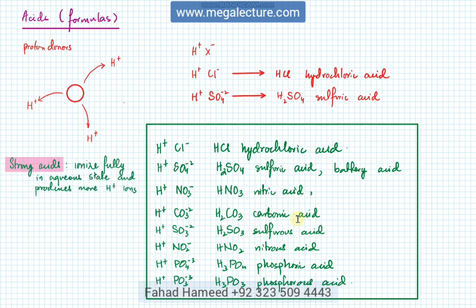And let me also quickly define the term strong acid. Now most of these acids are strong acids. They're known as mineral acids, except for this carbonic acid. The ones with carbon, they're normally weak acids. We're going to come to weak acids later on as well. So strong acids ionize fully or completely in aqueous state and produce more H+1 ions.